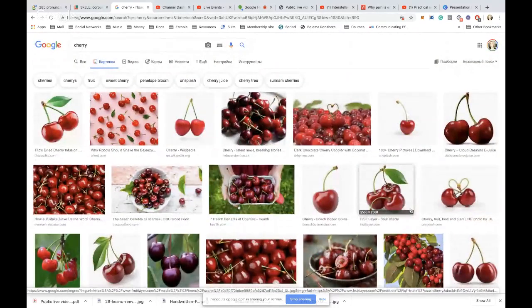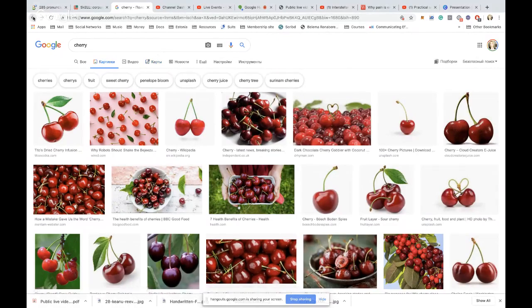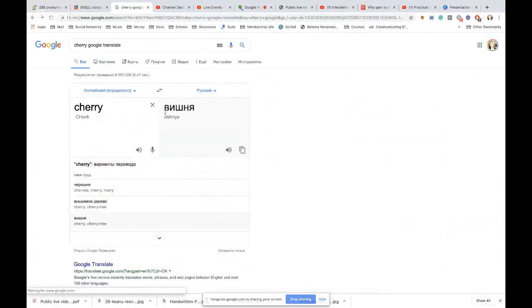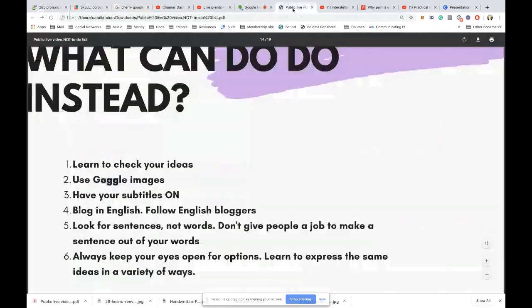Give your brain more things to hold on to. When you give your brain only one word, which is, let's say, vishnya, right, in Russian, only one word and no other association, in case you forget this one word, you're done, like you're lost, and you cannot remember what this word means again. Give your brain more and give yourself more opportunities. Don't limit yourself.